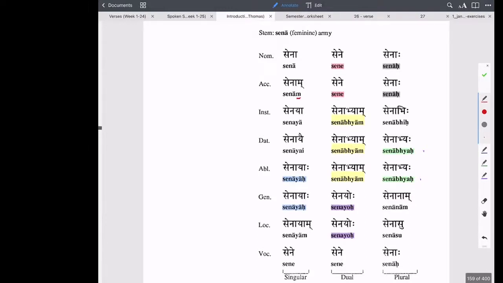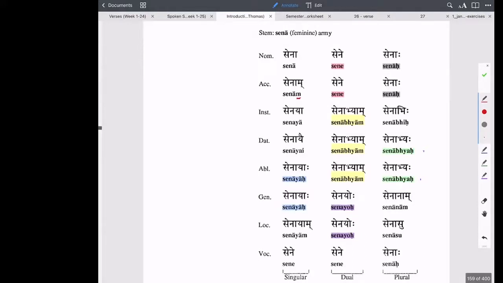With the army, senaya saha, senapyam saha, senabhi saha. Senaya, senapyam, senabhi. Again. Senaya, senapyam, senabhi. Please extend the long A's for the sake of memorizing.